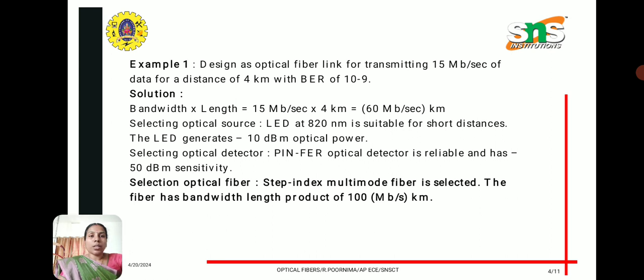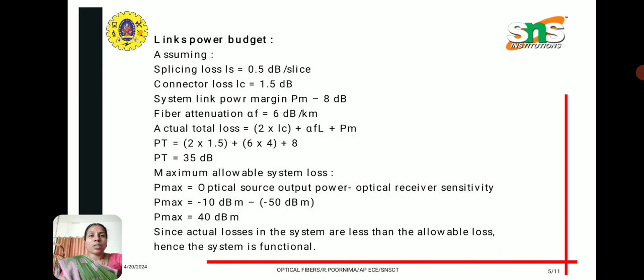For selecting the optical source, an LED at 820 nanometers is suitable for short distances, and the LED generates minus 10 dBm optical power. For selecting an optical detector, the PIN optical detector is reliable and has minus 50 dBm sensitivity. For selection of optical fiber, a step index multimode fiber is selected. The fiber has a bandwidth length product of 100 megabits per second. So these are the data to be considered.